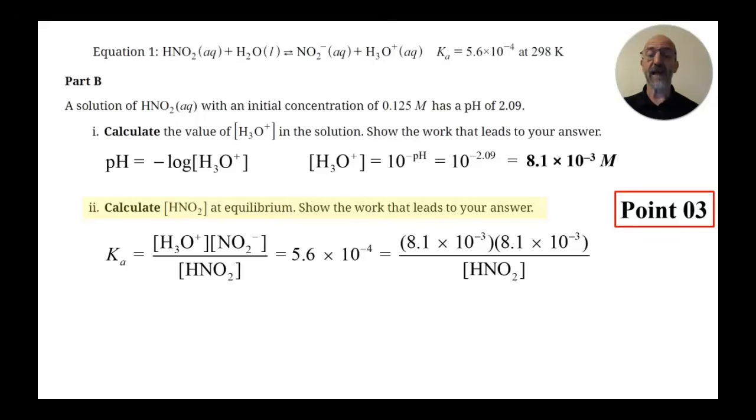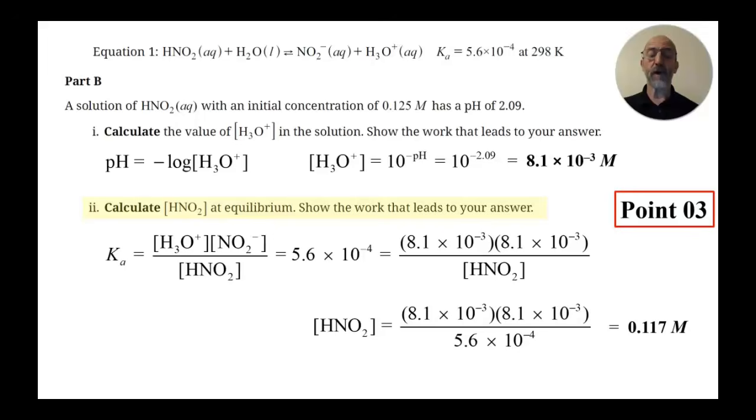In the denominator is the equilibrium concentration of HNO2, and I set that equal to the Ka of 5.6 times 10 to the negative 4. And when I do the math to solve for the concentration of HNO2, I get 0.117, which I might round off to two significant figures. So either 0.117 or 0.12 molar. Again, these are different ways of solving for this particular point, point 3 in question 3.